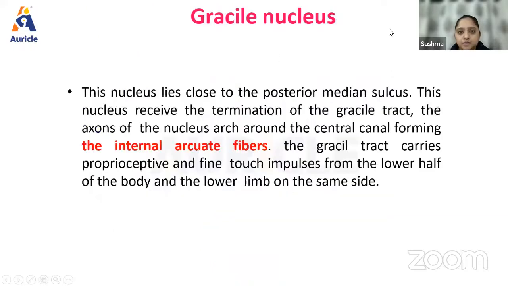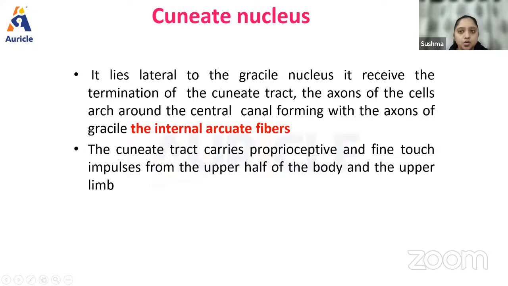Okay. Next, gracile nucleus. This nucleus lies close to the posterior median sulcus. Correct? Now, I've already explained this. They receive their afferents from the termination of the gracile tract. Now, what is this gracile tract? These are the axons of the dorsal column pathway, first order neurons, which come from the mechanoreceptors and other peripheral receptors. They enter into the spinal cord. They go around, same side, and they reach the nucleus gracilis, isn't it? Then they reach the nucleus gracilis.